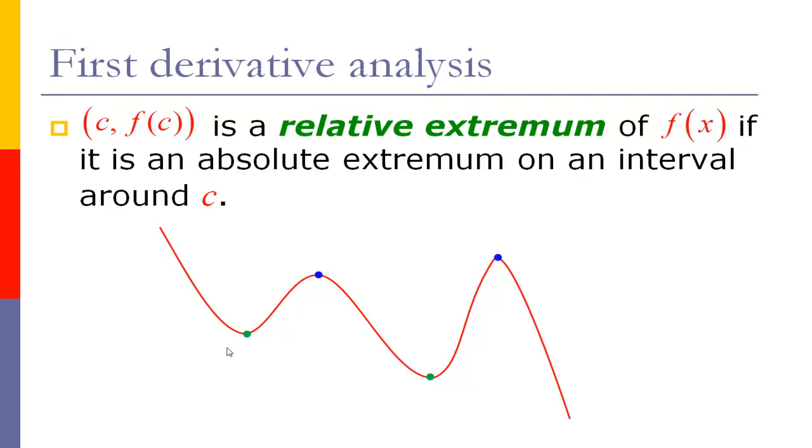In a similar way, neither of these 2 points is the absolute maximum of the function. The function keeps going up to the left here and it reaches higher levels. However, each of them is the maximum in its own little interval, and therefore we're going to talk about these ones being relative extrema.